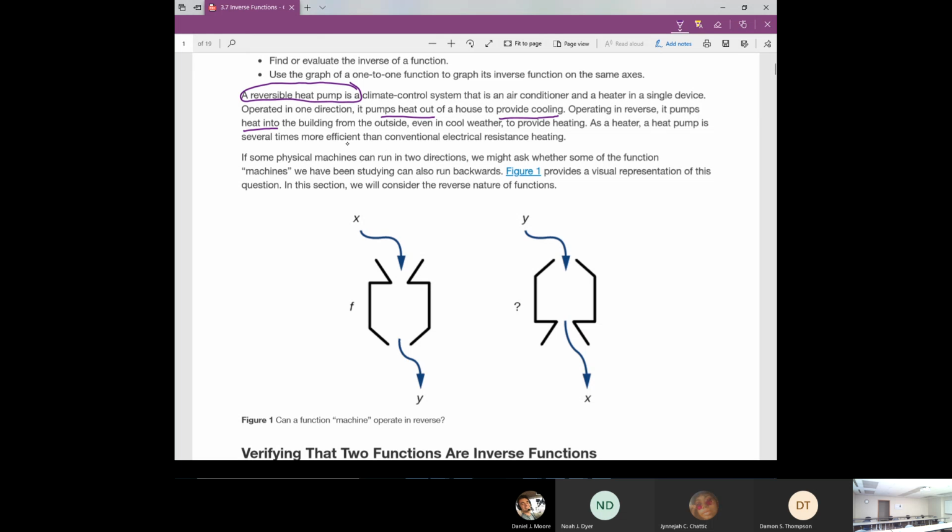Generates heat and heats up your building. So it can be more efficient than an electrical heater. While here in Iowa and the more northern states, electrical heating isn't as cheap as gas heating, so we don't use heat pumps so much in this area.